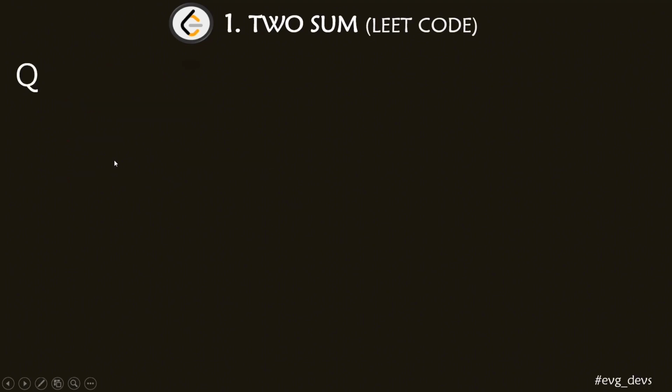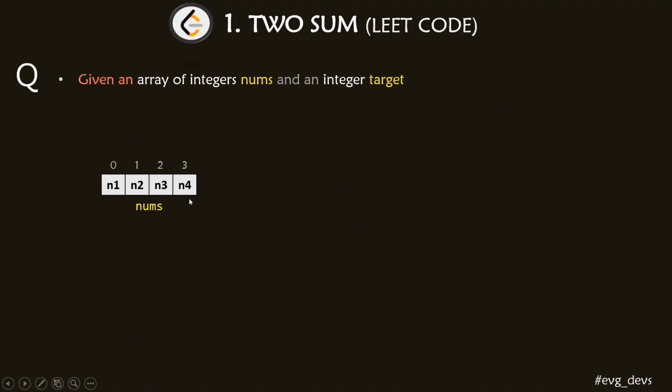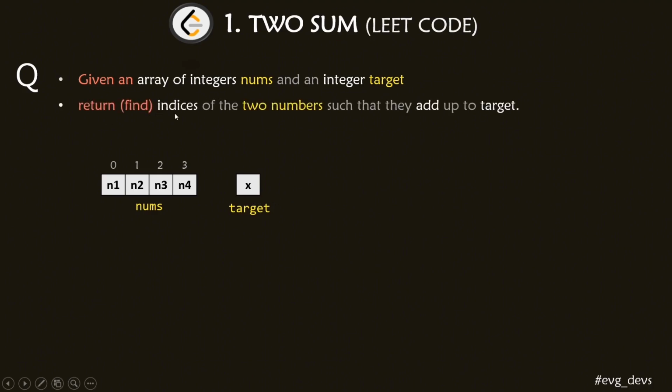Next, let's see the problem description. They are given an array of integers and an integer target. Let's visualize this. Here, this is the array of integers and this is the target. We have to find the indexes of two numbers such that they add up to the target. Here we have to return two indexes, let's say i, j, such that nums of i and nums of j, that means the values at i and j. The value at i is nums of i and the value at j is nums of j. So nums of i plus nums of j must be equal to the target.